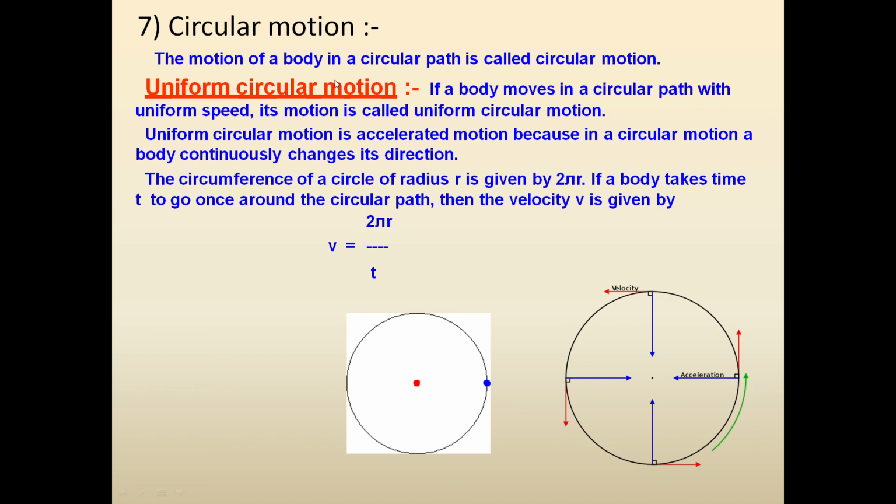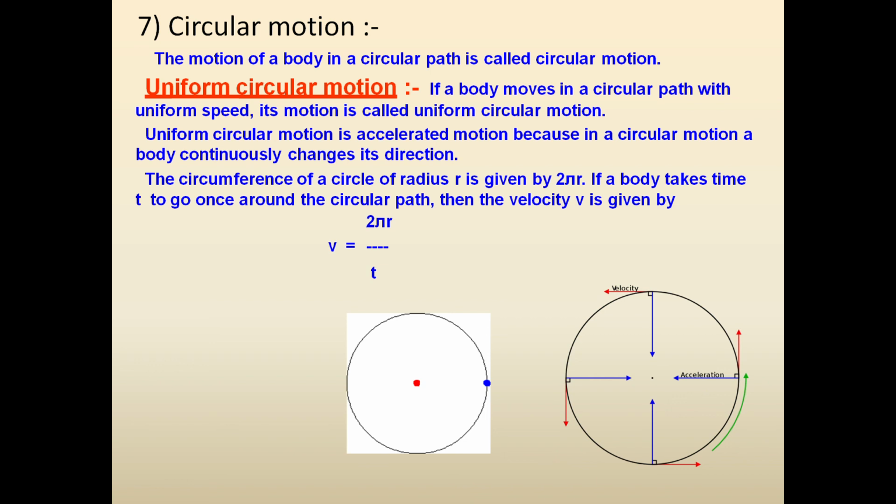What is the exact definition of uniform circular motion? If a body moves in a circular path with uniform speed, its motion is said to be uniform circular motion. The path is circular, but the speed is the same. So that's why the name is uniform circular motion. Now, uniform circular motion is known as accelerated motion because in a circular motion, the change in direction is continuous. The body continuously changes its direction of motion. Therefore, it is an accelerated motion.